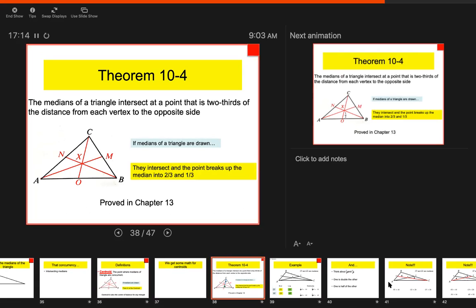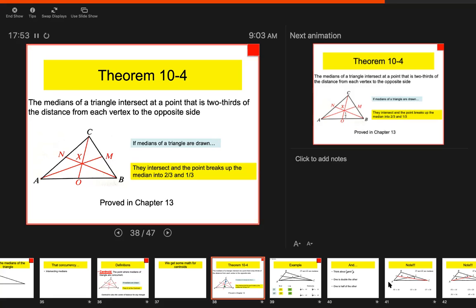In yellow, here's what we need to write down for theorem 10.4. If you have a centroid, remember that's made by constructing three medians from the corner, the vertex, to the middle of the opposite side. Where they come together, that point of concurrency is called the centroid. And it breaks the medians, all three of them, up into 1/3 and 2/3. You got a short piece, which is 1/3 of the whole. You got a medium piece, AX, which is 1/3 of AM. NX is 1/3, BX is 2/3. OX is 1/3, CX is 2/3.